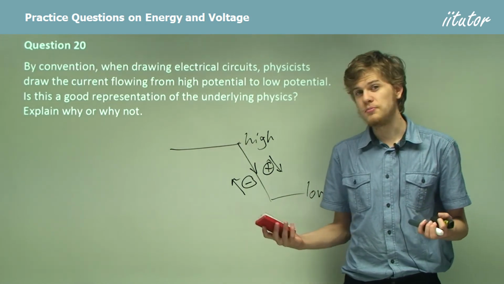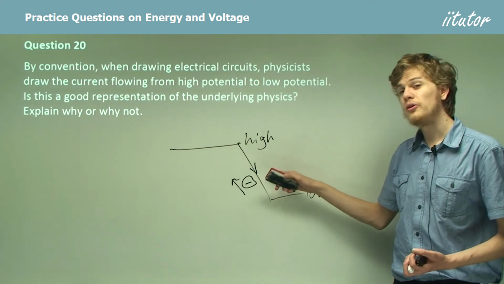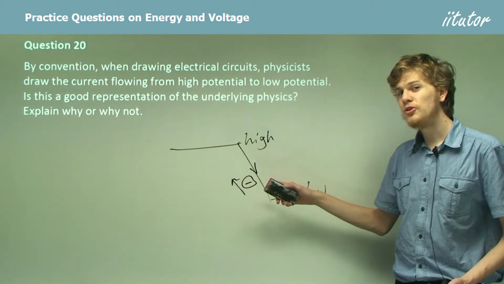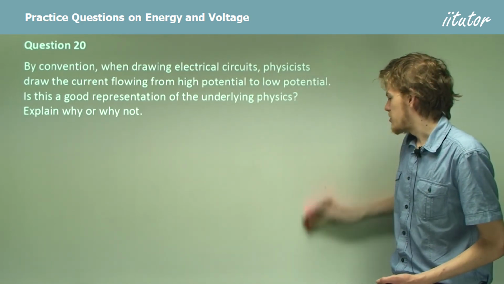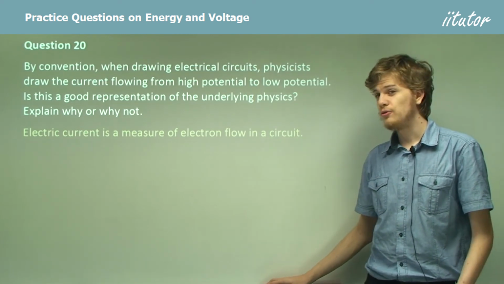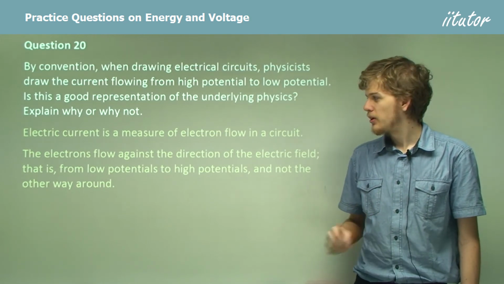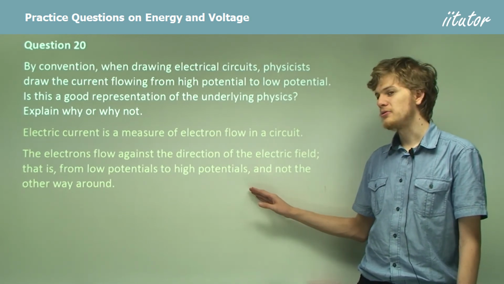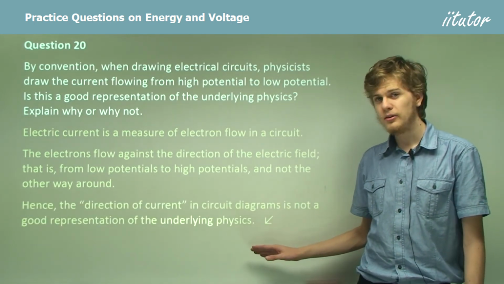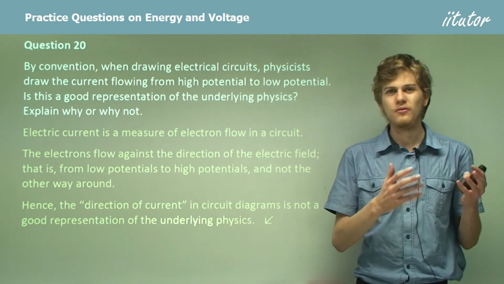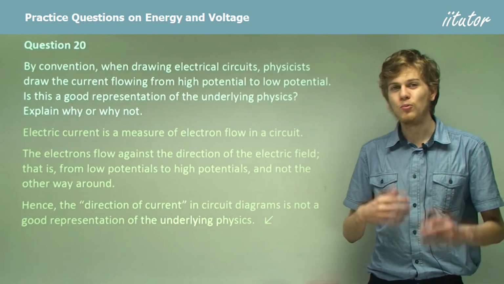So ignoring the positively charged particles, because we don't get those for electricity flow, the direction that we draw the current is the opposite of the direction that we draw the electron's motion. So our answer here is going to be something like this. Electric current is a measure of electron flow in a circuit, and the electrons flow against the direction of the electric field. They go from low potentials to high potentials, and not the other way around, like a positive charge would. So this means that the direction of current is opposite to the direction of the actual movement of the electrons, and it's not a good representation of how the world actually works.